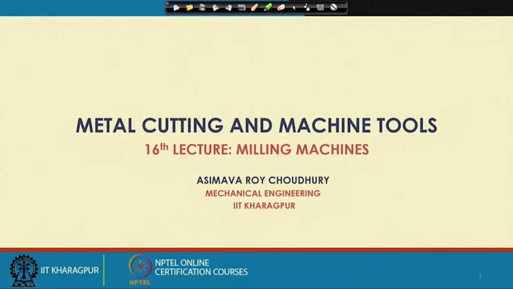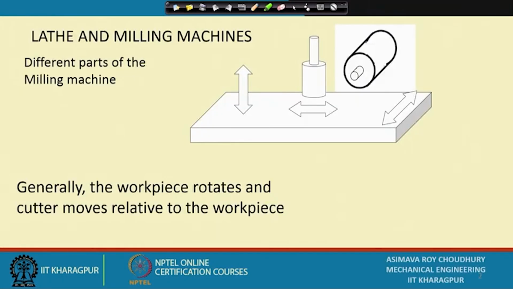Metal cutting and machine tools, milling machines. The different parts of the milling machine. The first thing that we get conversant with on the milling machine is the table. This is the place where the operator directly interacts with the machine.